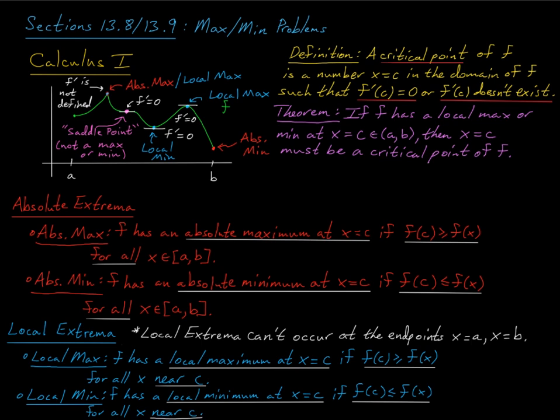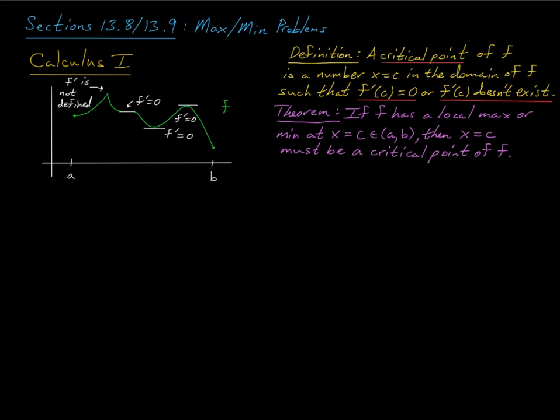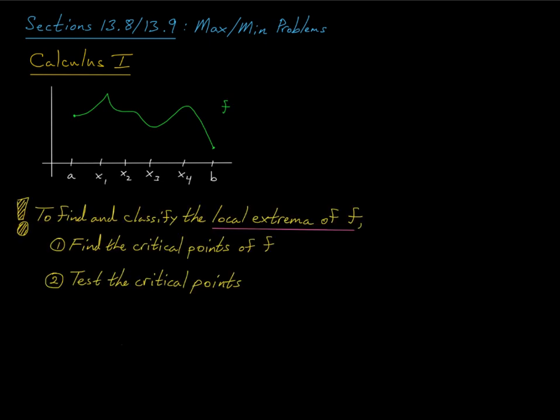Cool. So now with all of that in mind, if I want to find and classify local extrema of a function, there's essentially two steps to doing this. First, you want to find the critical points, because we know if we have any local extrema, by that theorem, they have to happen at the critical points. And then the idea is to test the critical points. And there's two main ways to do this.